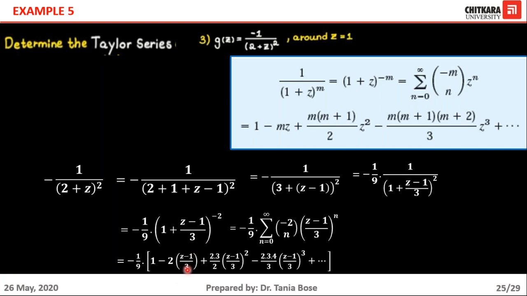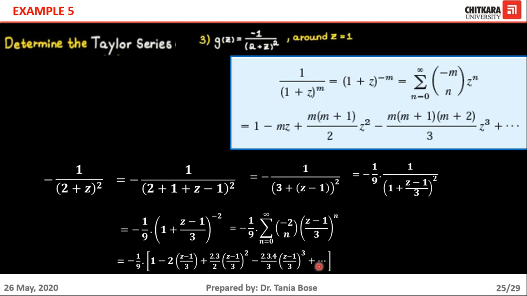So I'm writing it over here. What is my next term? M into m plus 1. So we get 2 into 3 divided by 2, z minus 1 by 3 whole square minus m into m plus 1 into m plus 2 divided by 3 into z cube. So here z is z minus 1 by 3 whole cube plus so on.